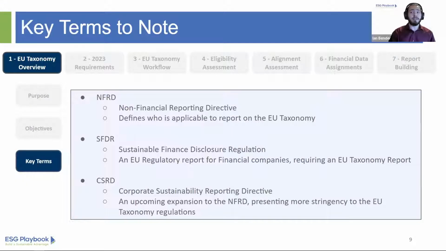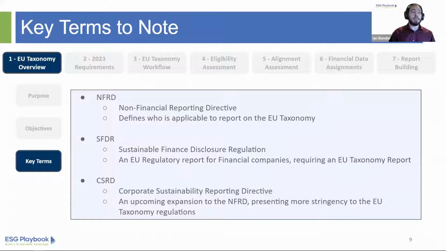First, we have the Non-Financial Reporting Directive, or the NFRD. This defines who is applicable to report on the EU taxonomy. Next, we have the Sustainable Finance Disclosure Regulation, or the SFDR. This is an EU regulatory report for financial companies, which also does then require an EU taxonomy report. And then we have the Corporate Sustainability Reporting Directive, or the CSRD. This is an upcoming expansion to the NFRD, presenting more stringency to the EU taxonomy regulations in terms of assurance, and also expanding the scope of who is included to report.